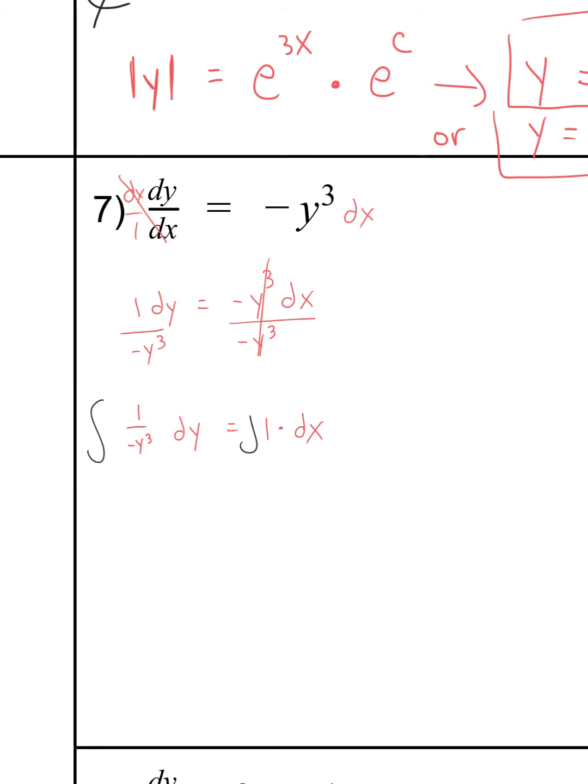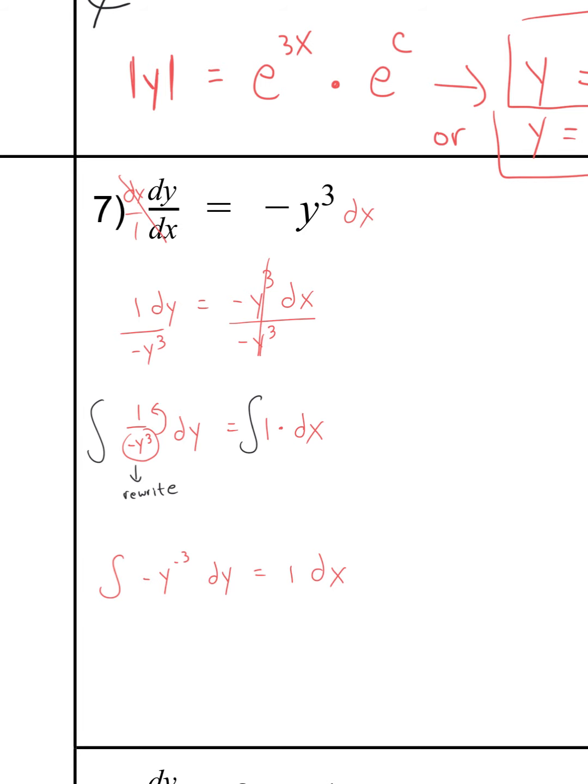Big elongated s. Now, I don't know how to take the antiderivative of a fraction, but I can rewrite this right here. If I move this up to the numerator, the sign of my exponent changes. So it looks like this: I have negative y to the negative 3 dy is equal to 1 dx. Again, I just move this term up. There's a negative out front here, and that 3 becomes negative.